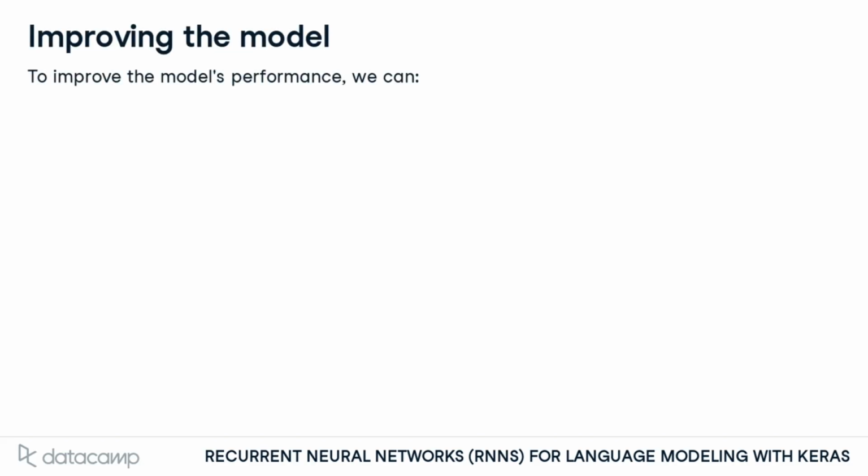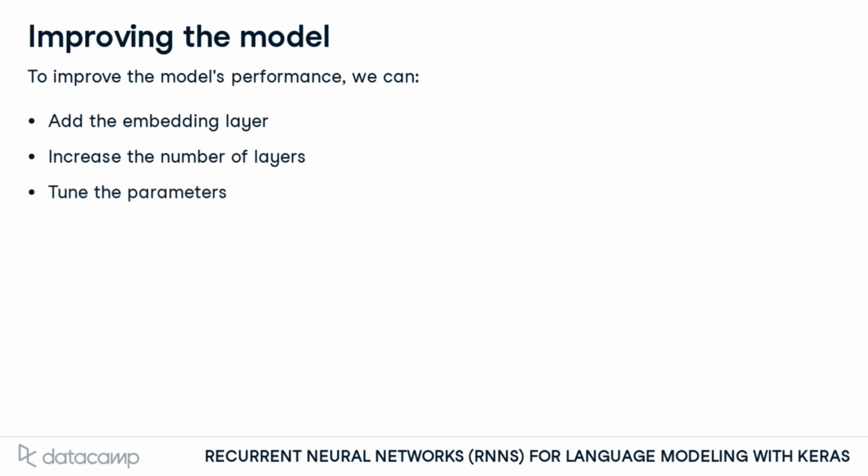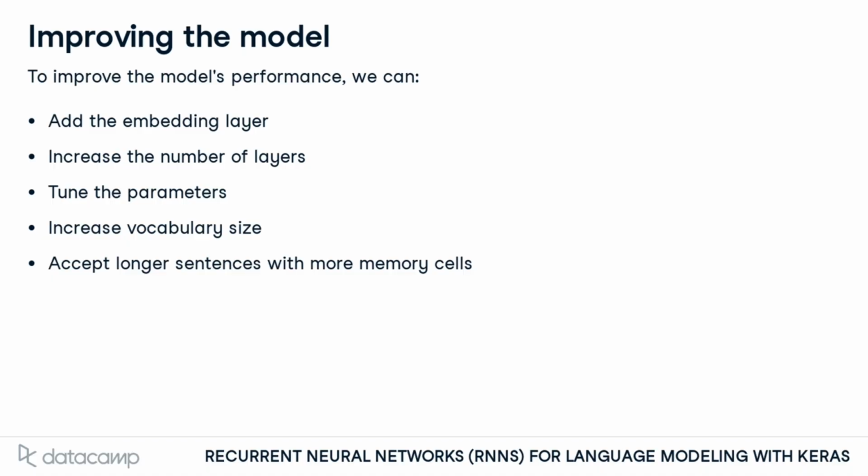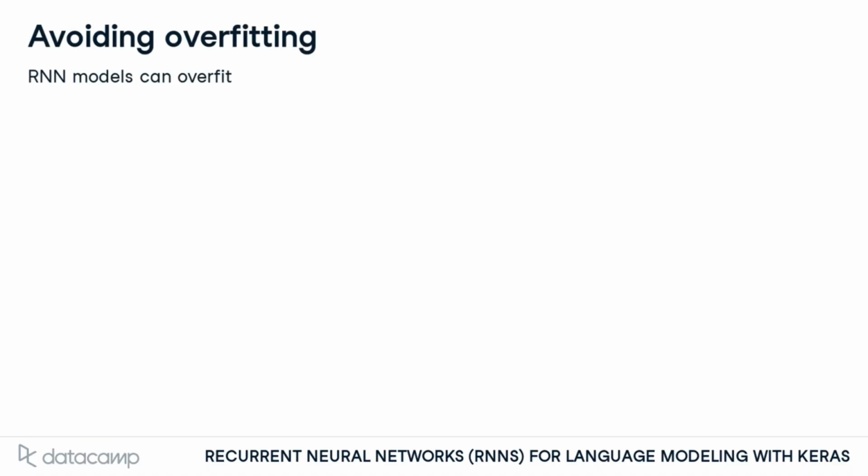You learned some approaches to improve the model's performance. In summary, we can add the embedding layer, increase the number of layers, tune the parameters, increase the vocabulary size, and accept longer sentences with more memory cells. RNN models can overfit even with a few epochs like 10. If the model overfits, we can test using different batch sizes because RNN models are very sensitive to them, since the batch size determines the number of updates in the weights that will be performed.